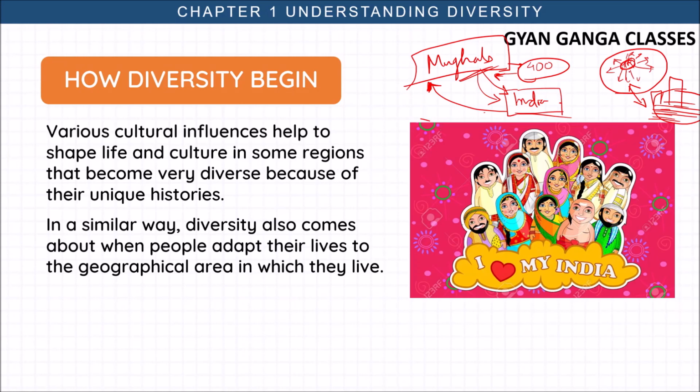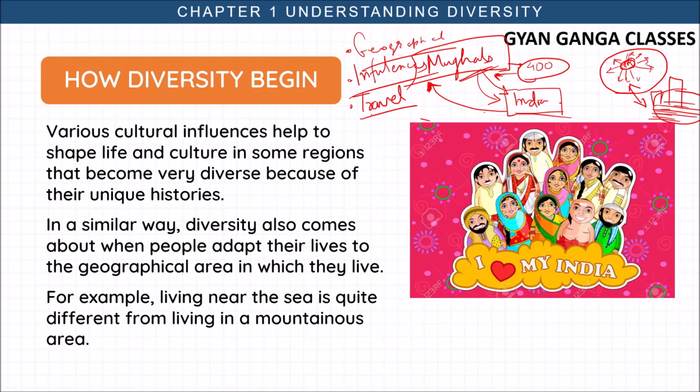So it is diversity कैसे आई? Depends on with the traveling कैसे आई? Then the influences से through आई, cultural influences के through, then the geographical area जैसे में हम रहते हैं वैसे की वजह से we get different type of diversity, different type of cultural practices and the different diversity. For example, living near the sea is quite different from living on a mountainous area. क्लियर, हमने भी एक एग्जांपल दिया था.